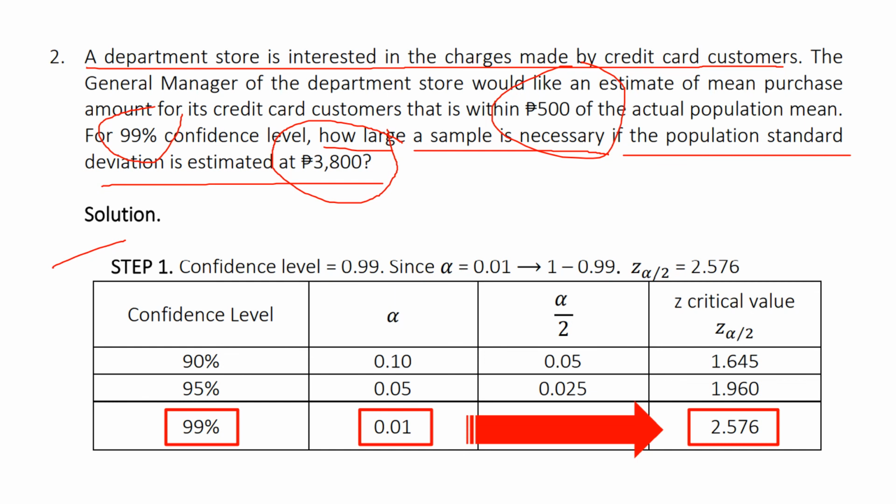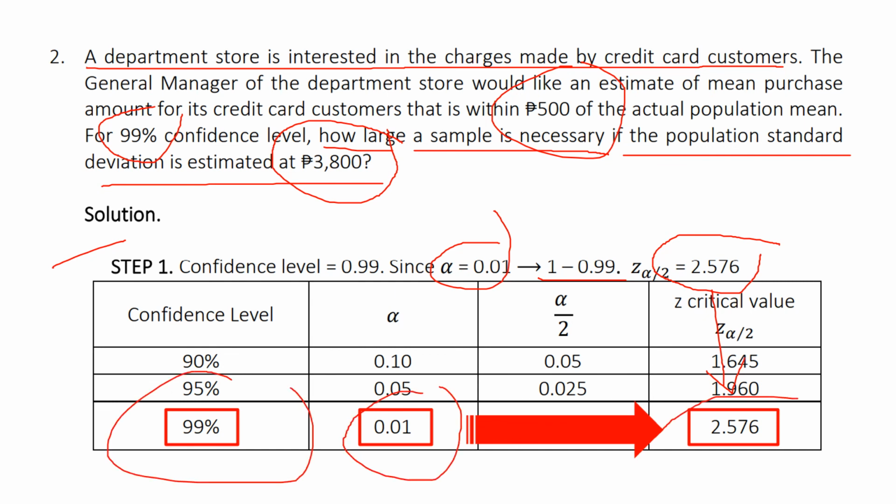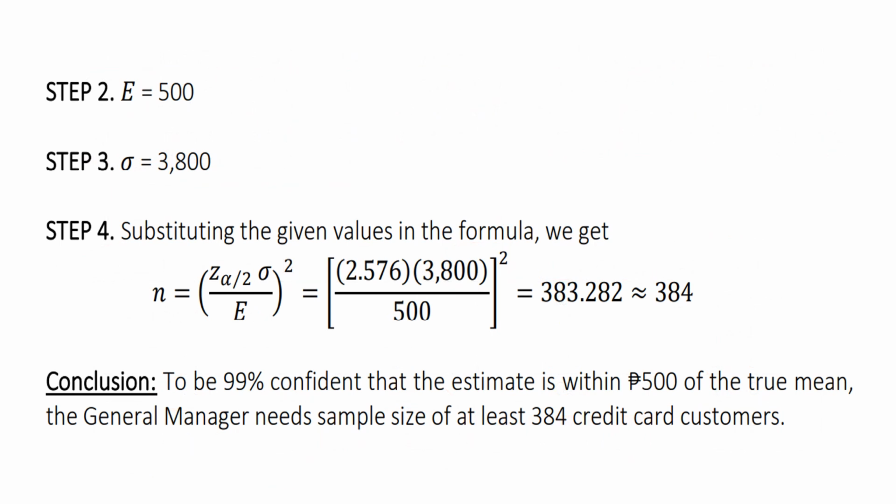Your confidence level is 0.99. Then your alpha is equal to 0.01, from 1 minus 0.99. Your C sub alpha over 2 now is equal to 2.576 from the given table here. So that will be 99%, your alpha is 0.01, then your critical value is 2.576. For step number 2, your E is 500. Step number 3, your population standard deviation is 38.